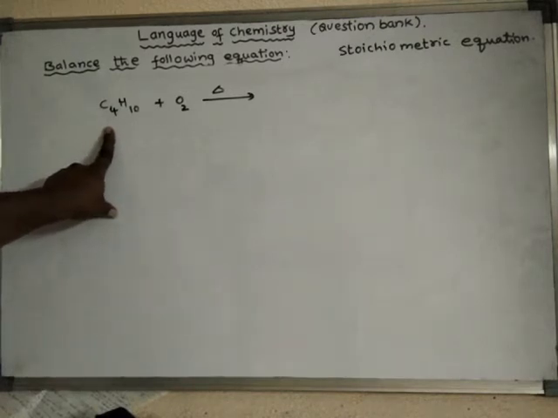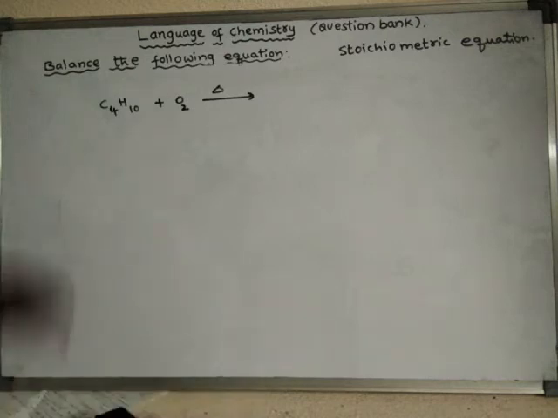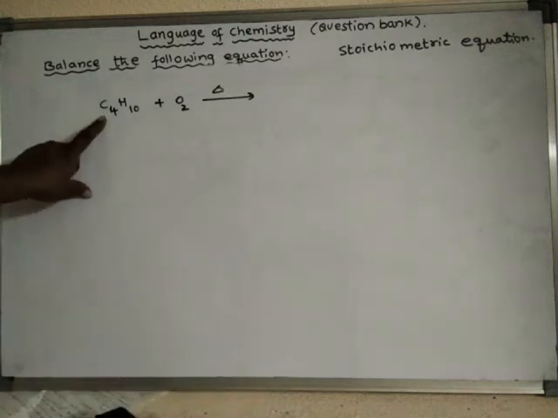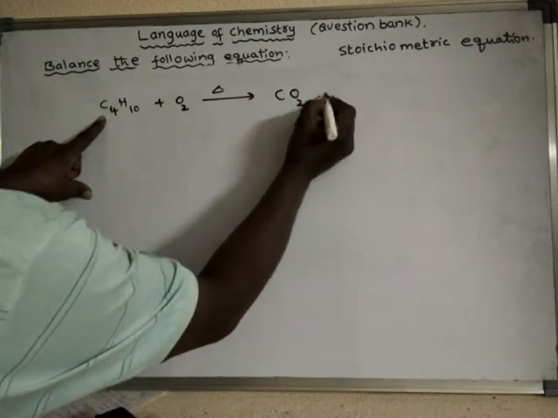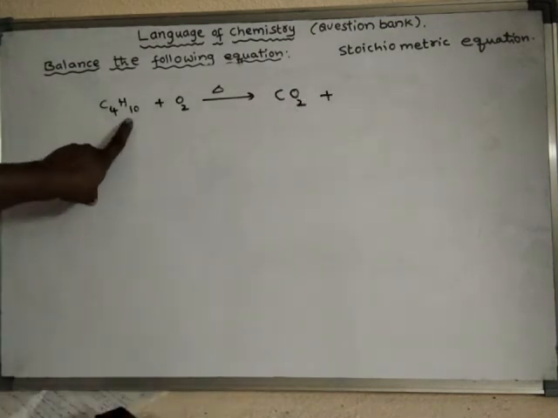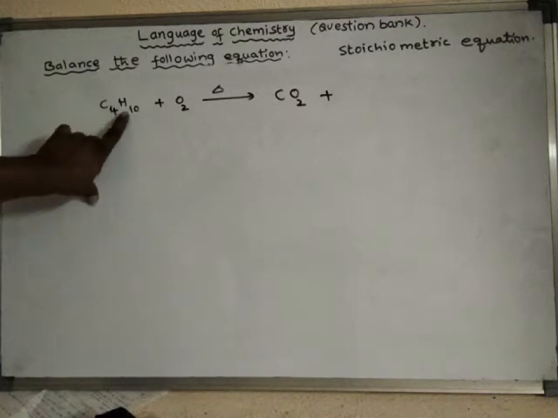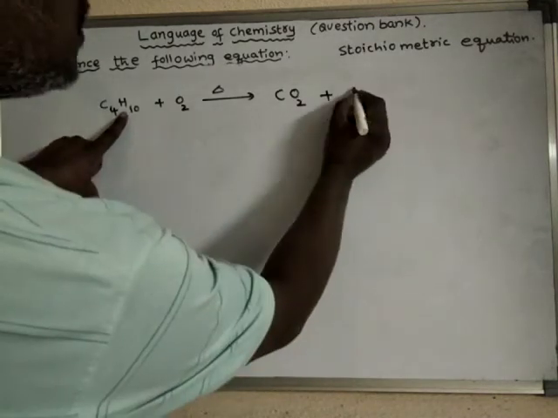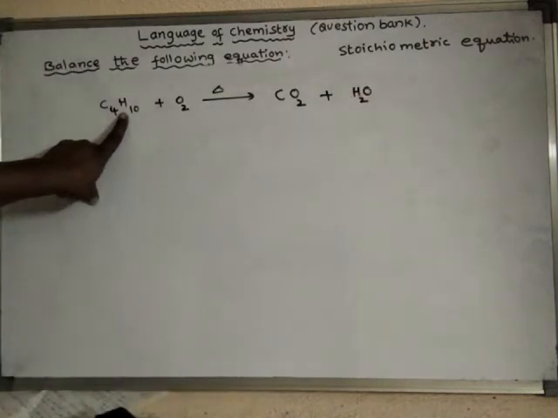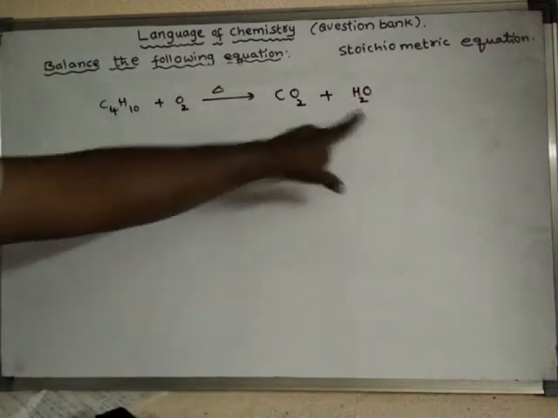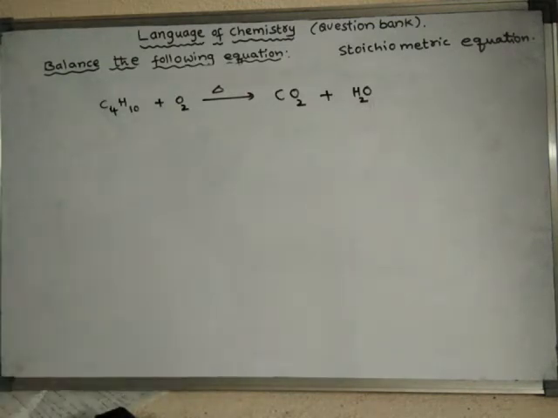So during the combustion process, what happens? The elements will convert into their oxides. Here carbon is there, it will convert into its oxide. What is the oxide of carbon? Carbon dioxide. And hydrogen is also there, it will also convert into its oxide. What is the oxide of hydrogen? Water. Water is the oxide of hydrogen. So now these elements are converted into their oxides, and this is the equation.